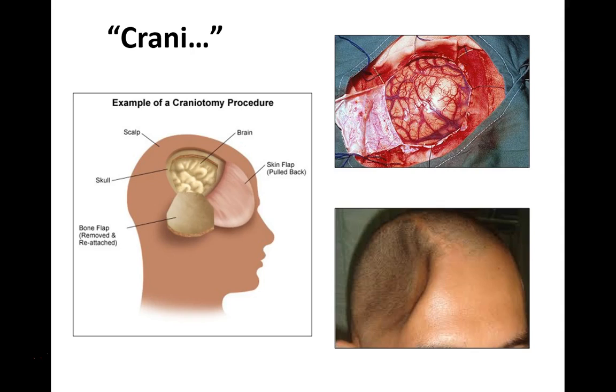They can sometimes store the bone flap in the pelvis, can't they? And then we had an instance where they'd lost the bone flap. We're like, how? Where is it?